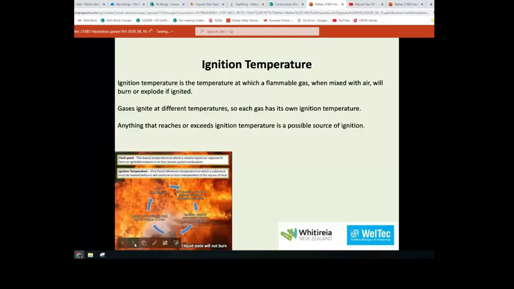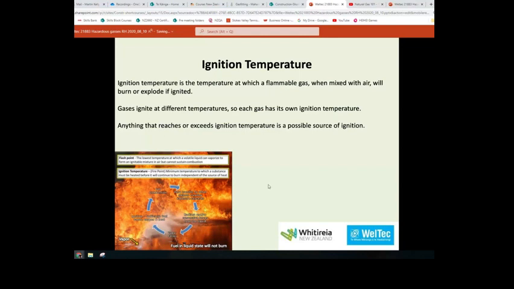Ignition temperature. So it's not just a spark or an open flame that will ignite gases. Hot surfaces can ignite them as well. Some gas appliances use a hot surface igniter to ignite gas. We've got one in our workshop. But things like an exhaust pipe or something like that, a hot piece of metal, if it's been welded, may ignite gases as well. So different gases have different ignition temperatures.